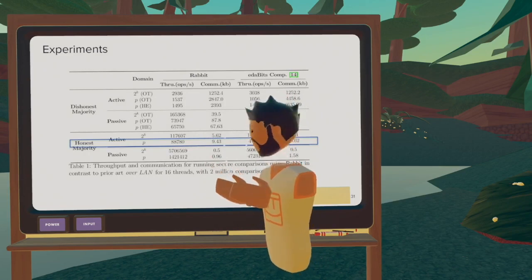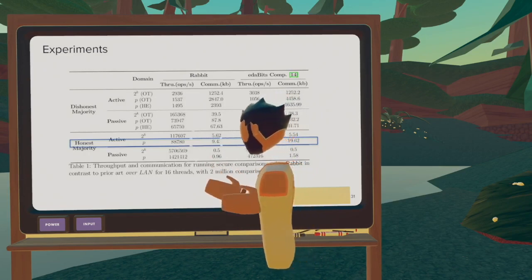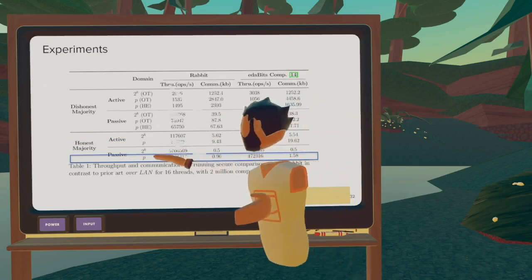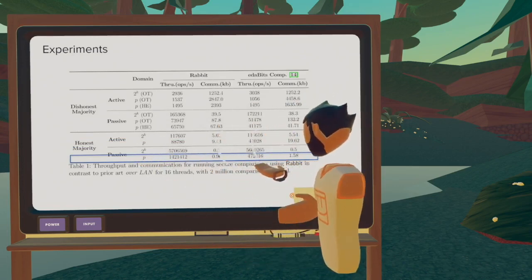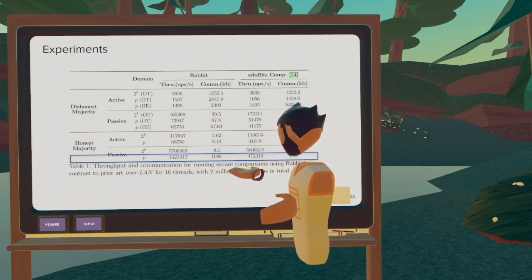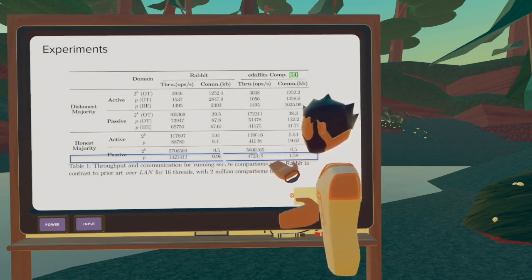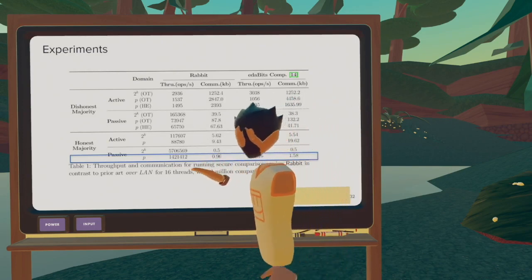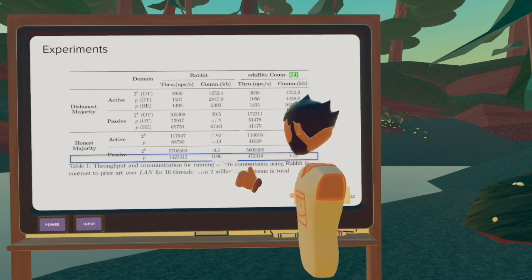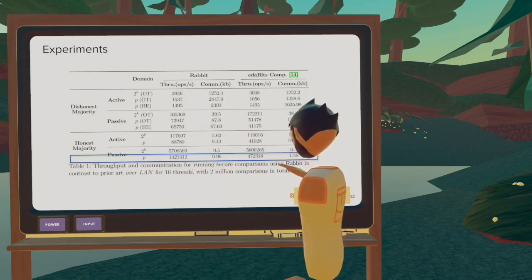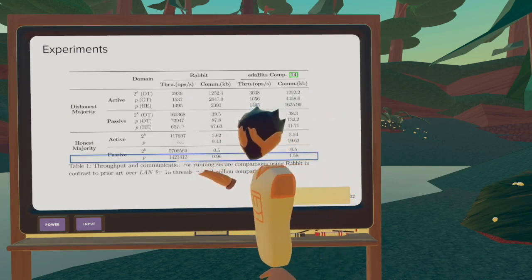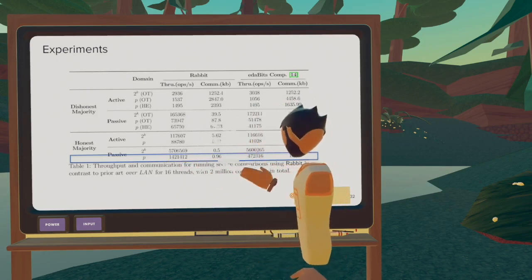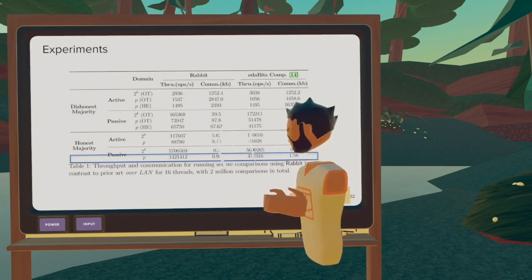For the field case mostly, the ring case is tied. So that's cool. And the last part is when we compare with honest majority passive, we can see that the improvement in throughput is around 3 times and communication about twice lower. So that's good for Rabbit. These are all tested using the same setting. We have 16 threads running and we have 2 million comparisons to get enough stable throughput.